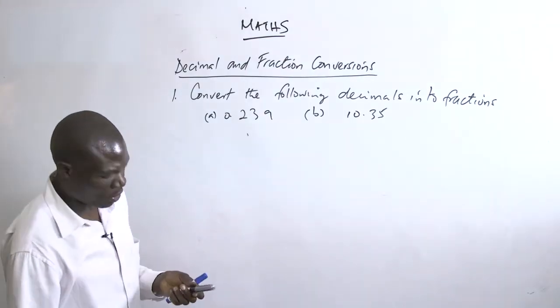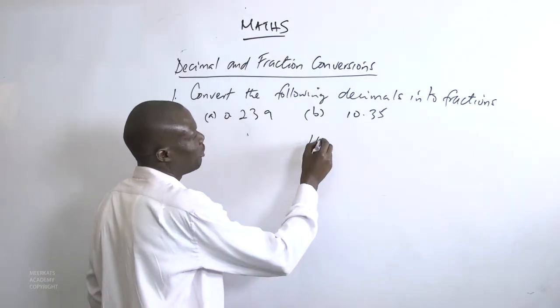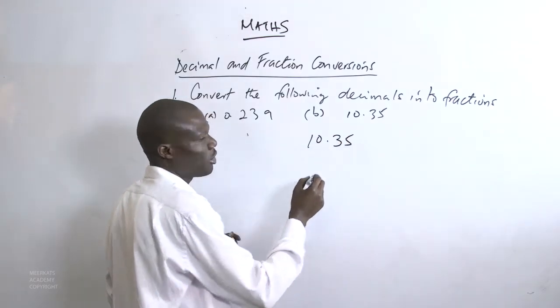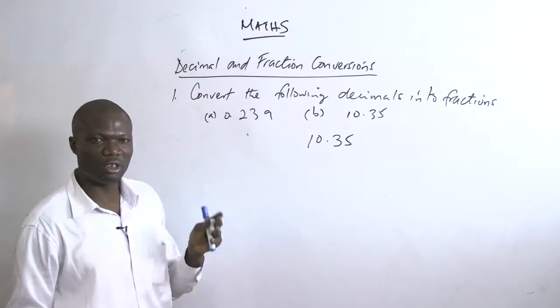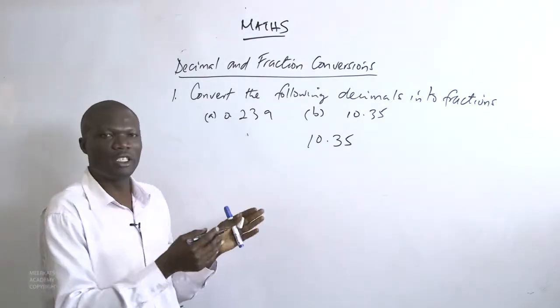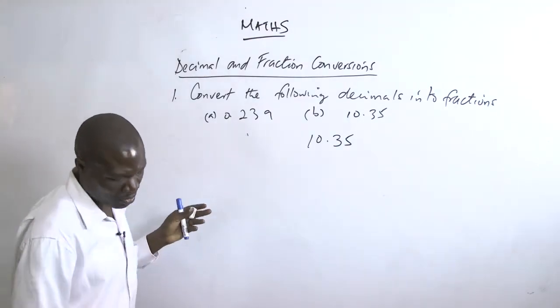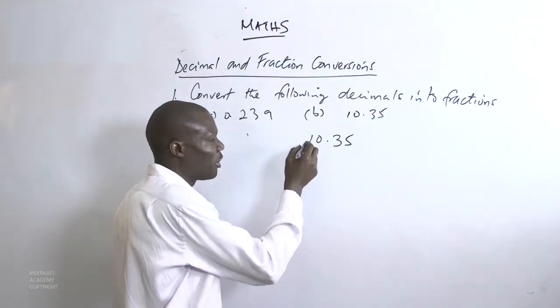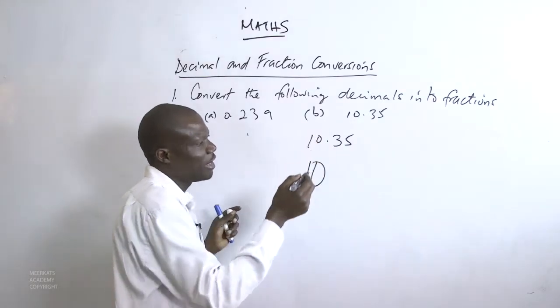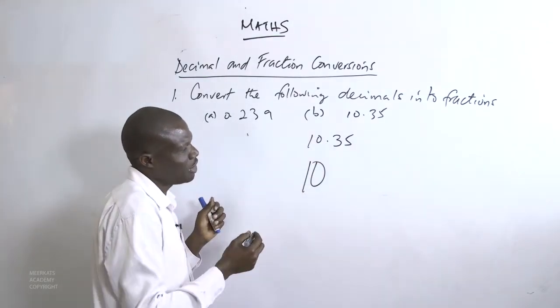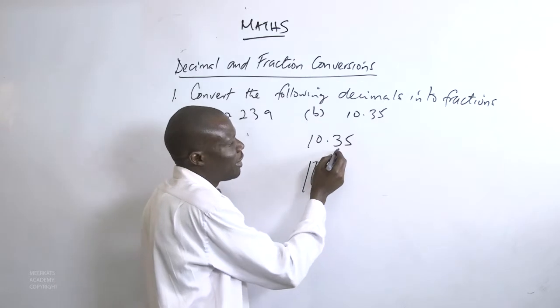As we said earlier on, a number that comes before the decimal point is a whole number. So the 10 is a whole number, and our main concern is about the digits after the decimal point. So already, we know 10 is a whole number. Now, the 0.35, as we have seen earlier on from the place values, this is the same.